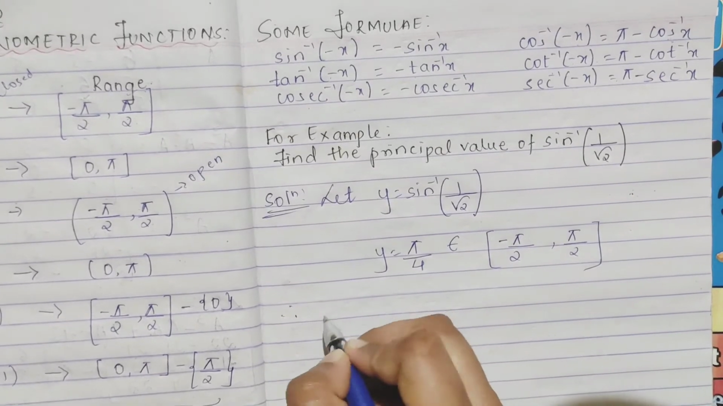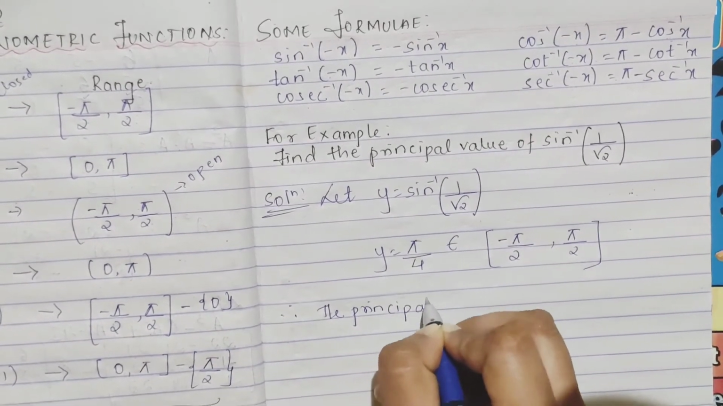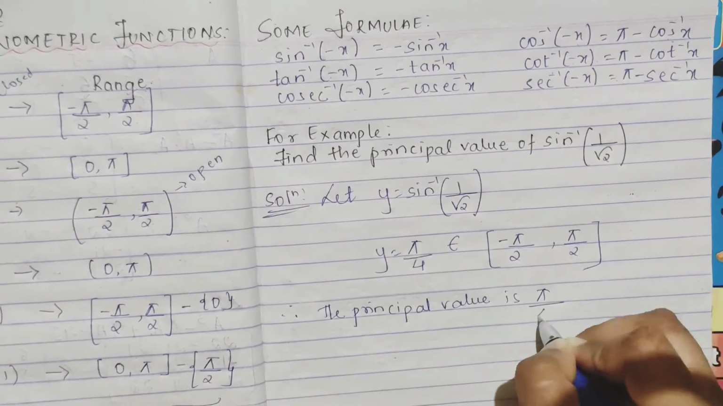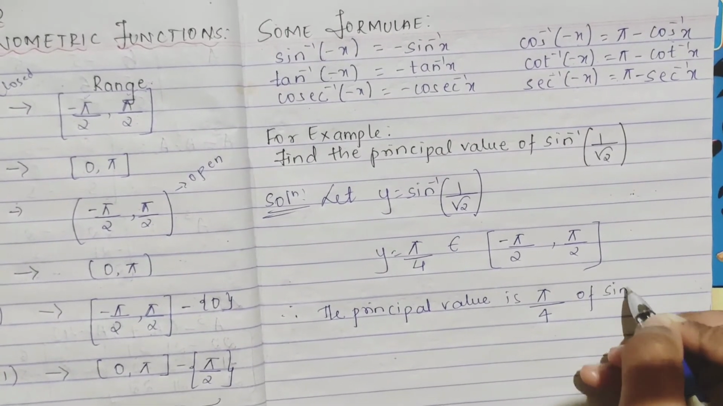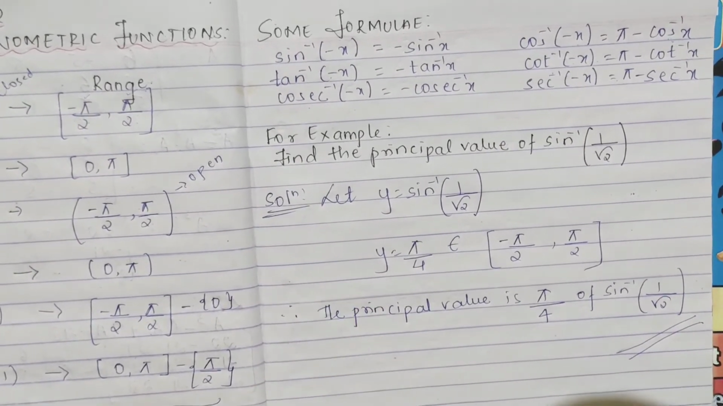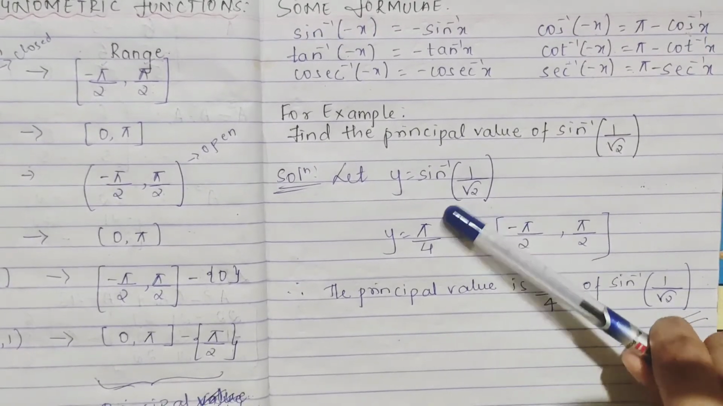So you can write, therefore, the principal value is pi by 4 of sine inverse 1 by root 2. Like this you have to solve it. This is the way you have to solve. Simple it is. Just reverse, remember the values.